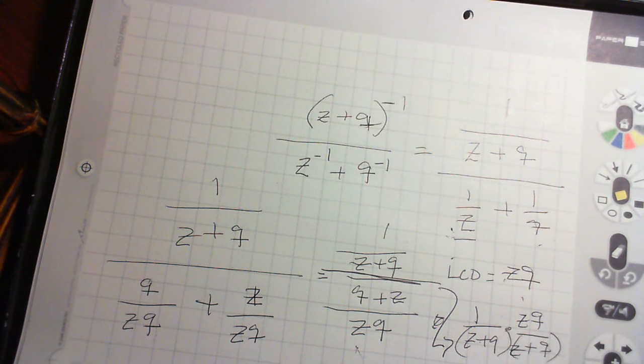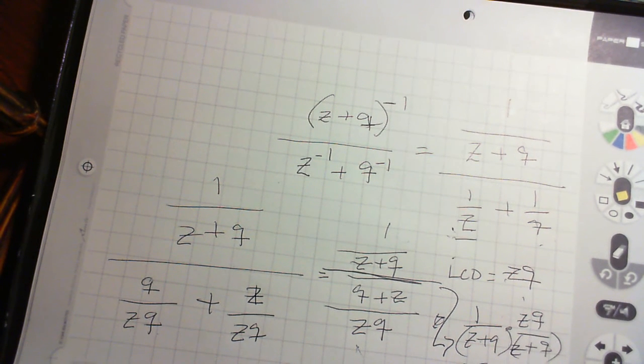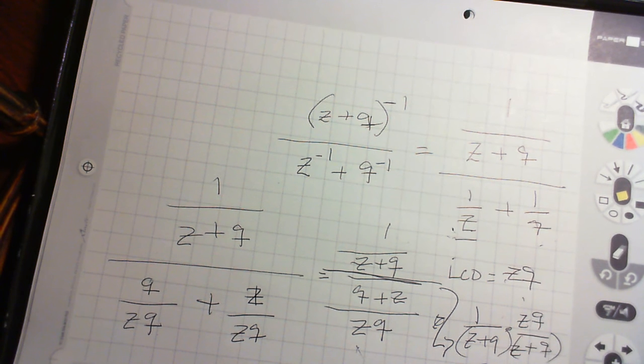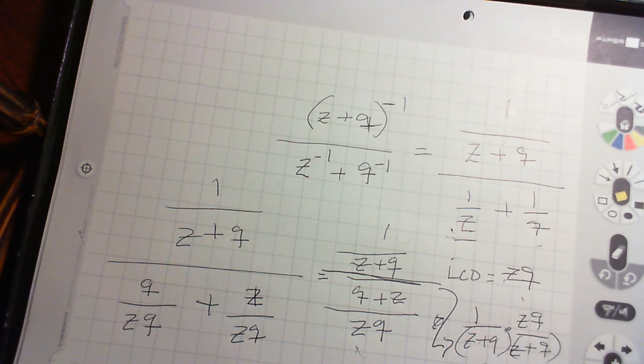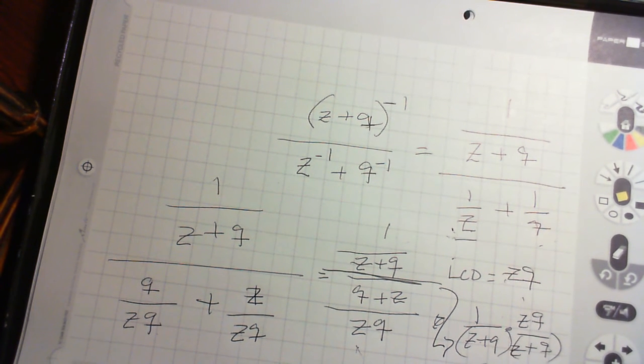Much simpler now, right? So you have zq over z plus q squared. Okay, looks complicated, but it is not.